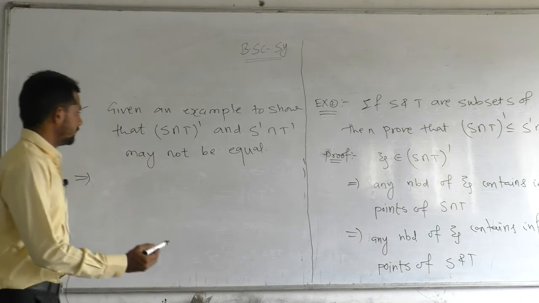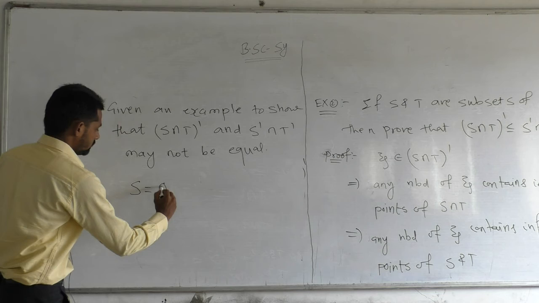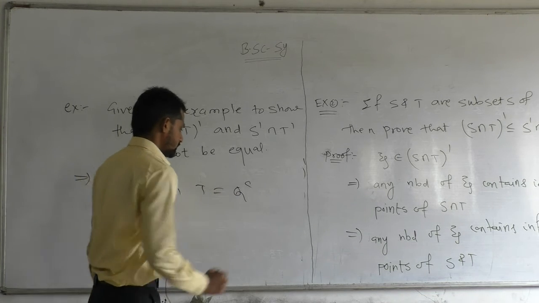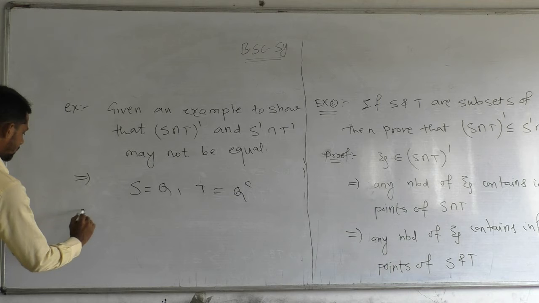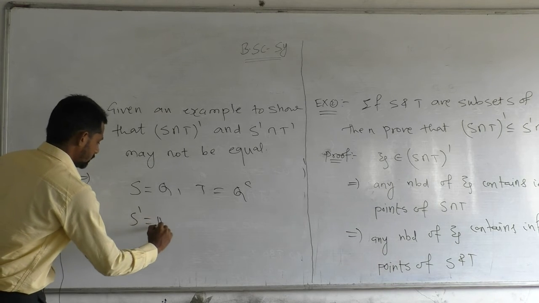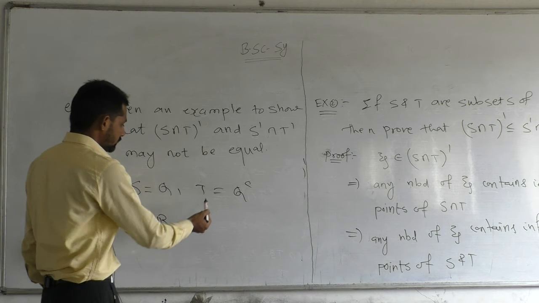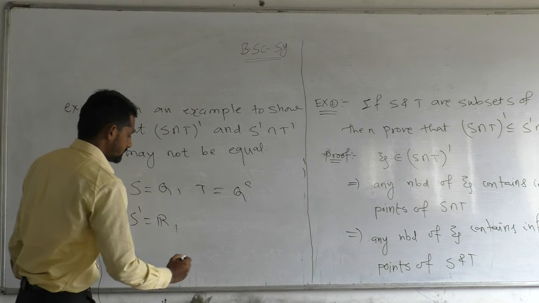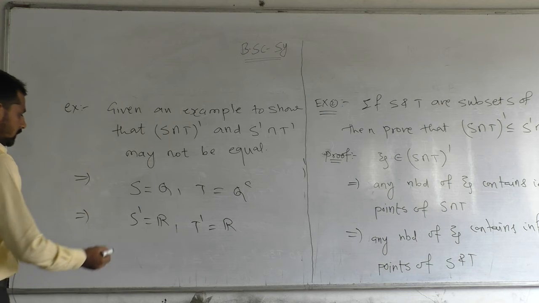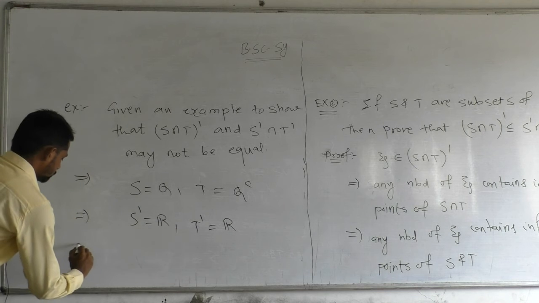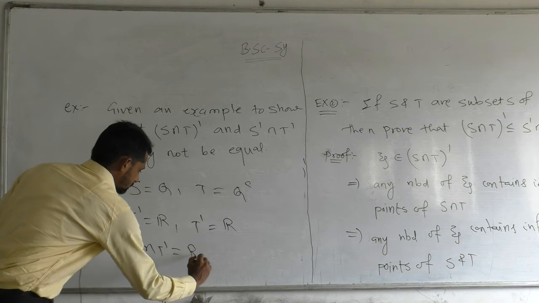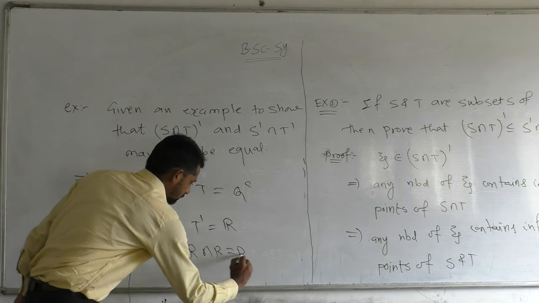Now consider the set S be the set of rational numbers and consider the set T be the set of irrational numbers. We know that derived set of the set of rational numbers is the set of real numbers, and we know that derived set of the set of irrational numbers is the set of real numbers. Now the intersection of these two, S dash intersection T dash, is nothing but R intersection R, which is nothing but R.